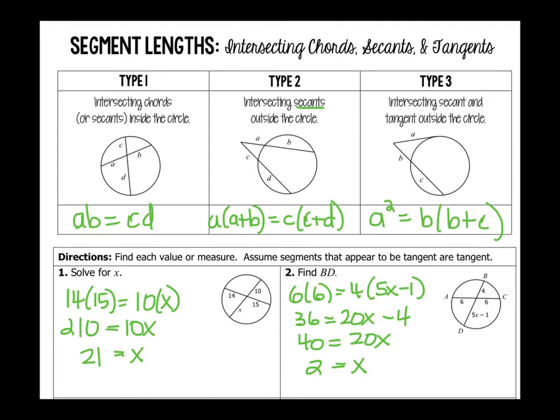I want to find BD, so I'm going to take that 2 and plug it back in. So I actually get 5 times 2 minus 1, but then I have to add that 4 right here. I'm looking for BD. So 10 minus 1 is 9, plus 4 is 13. So 13 would be your answer.